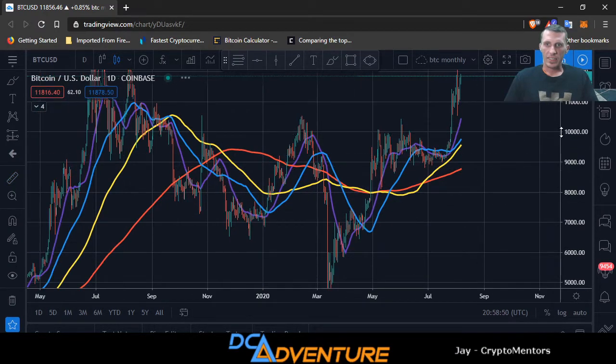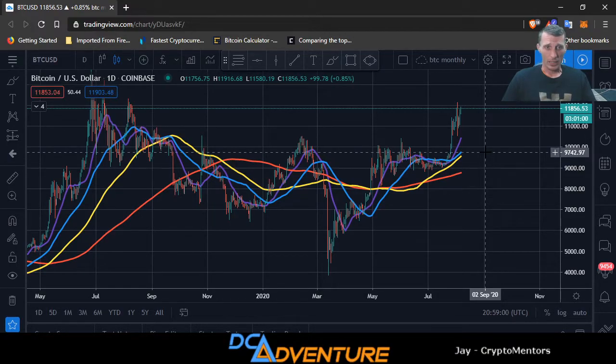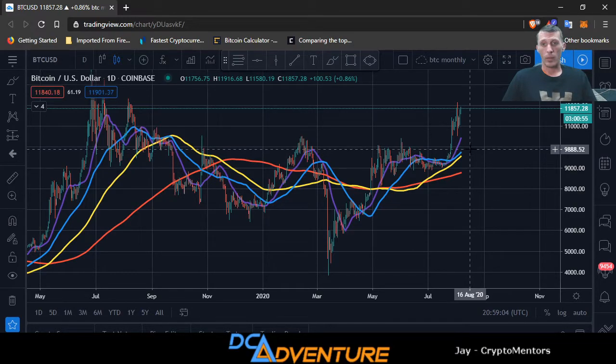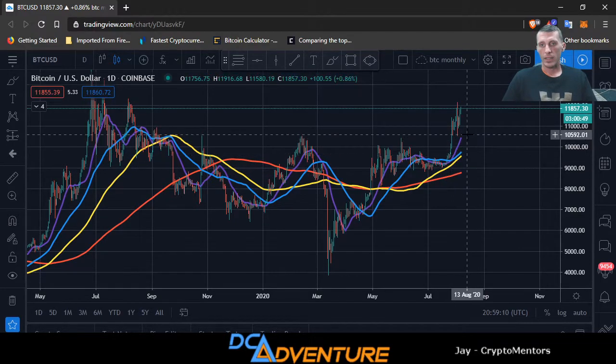And you guys can see here, if we were to pull back to the 21 day, we're looking at 10,500 area. If we get back down here to the 50 day, we're looking at $9,800. That's the strategy I play when the 50 day is above the 100 day, the yellow line, and the 200 day, the red line. I will long the retest of those.